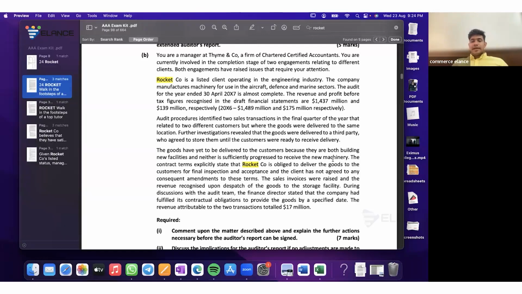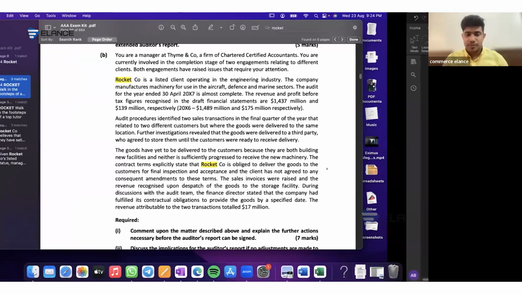But the client company claims that they have fulfilled their contractual obligation to provide goods by a specified date, and the revenue attributable to the sales transactions of 17 million has been recognized, resulting in overstated revenue and understated deferred income. This will be the answer that you need to express.